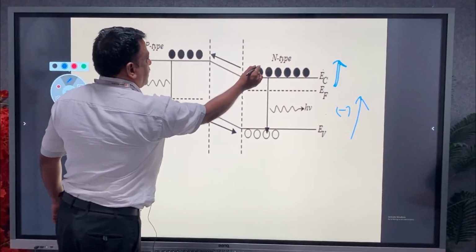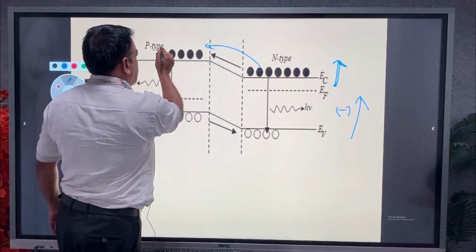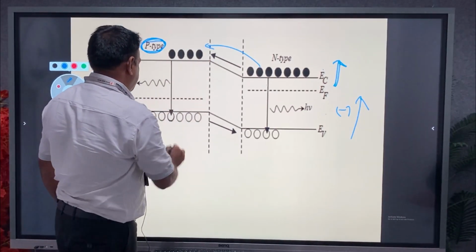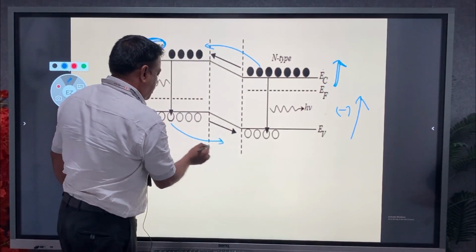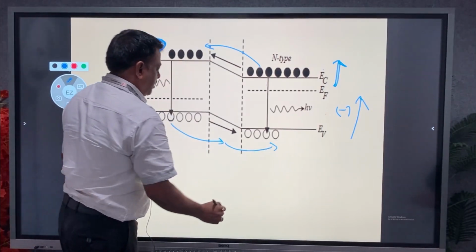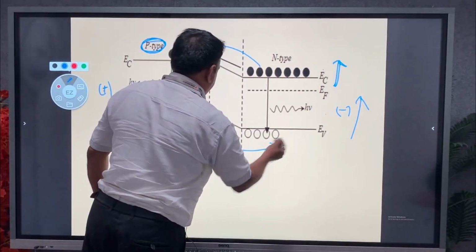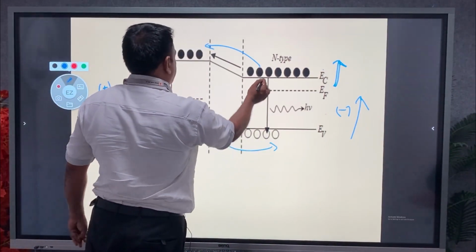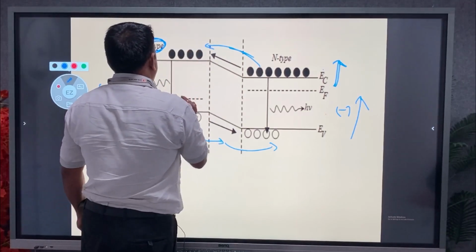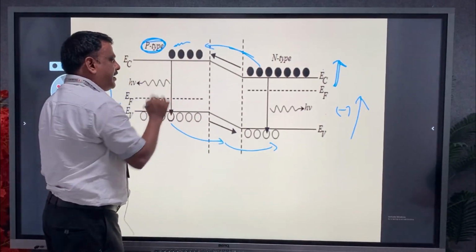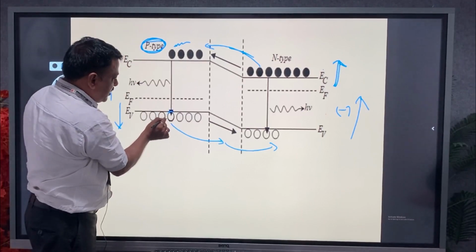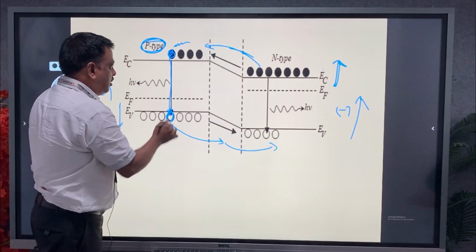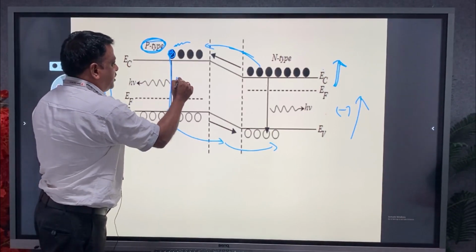So the electrons come into the junction and cross it and reach the p-type region, and holes enter the junction and cross it to the n-type region. Here the electrons entering from n-type to p-type are minority carriers. They recombine with the majority carriers, the holes. When the electron recombines with a hole, it emits a photon of energy h nu.